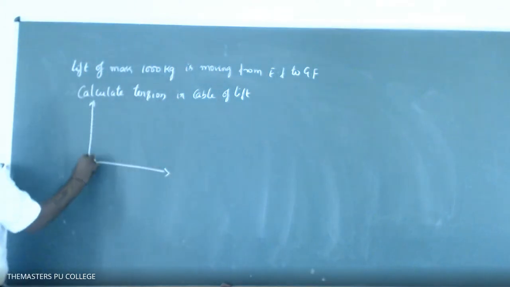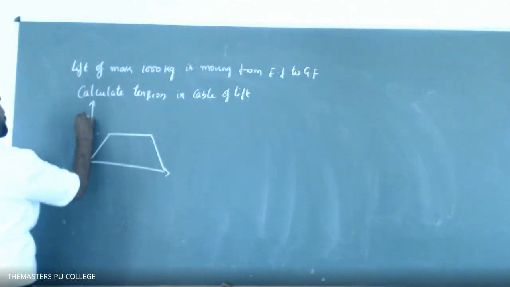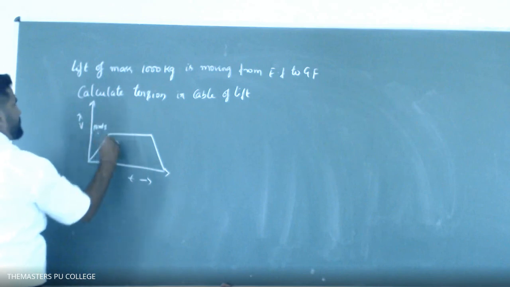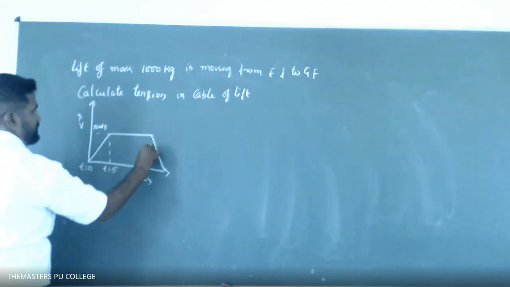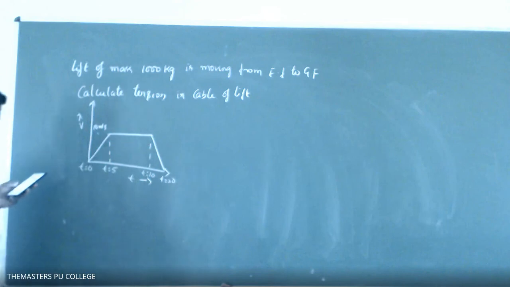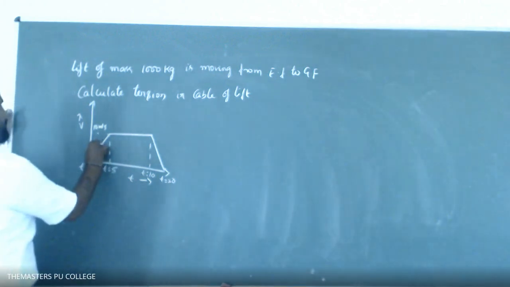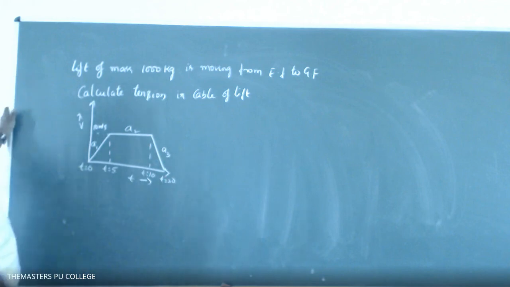Graph, same line. V-T graph, 10 meters per second. T is equal to 0, T is equal to 5, T is equal to 10, T is equal to 20. Calculate here A1, here A2, here A3. So what do you calculate?